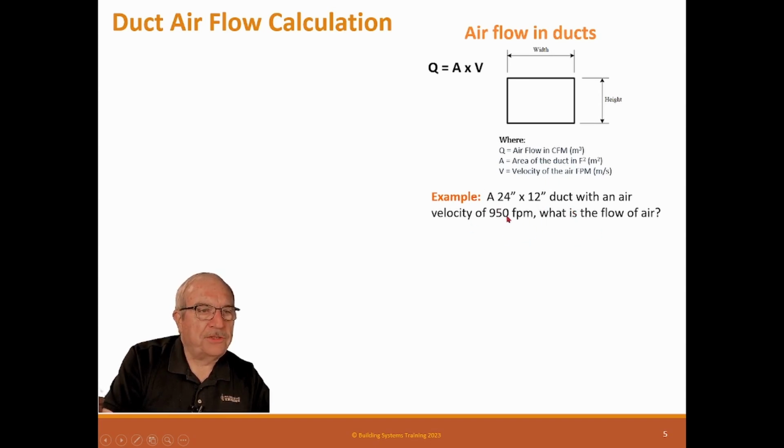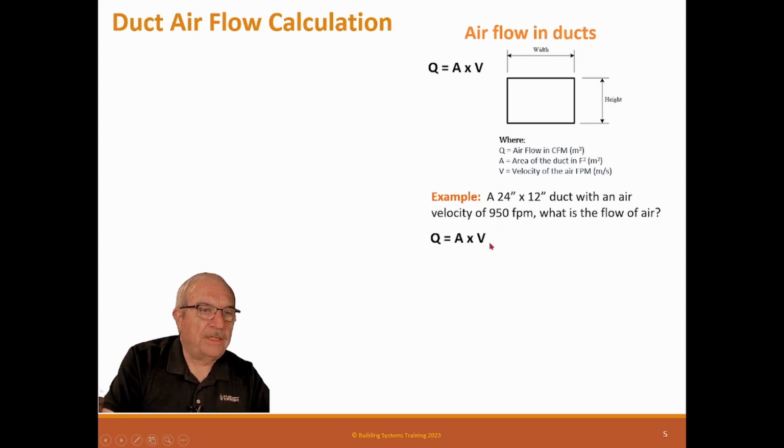And in HVAC work, you need to know that the velocity range from about 500 feet per minute to 2,400 feet per minute is reasonable duct flow. We don't do much high velocity duct anymore. Most everything is medium velocity or medium pressure or less, which means that we're in those ranges. So what is the flow of air if we have this 24 by 12 duct at 950 feet per minute?